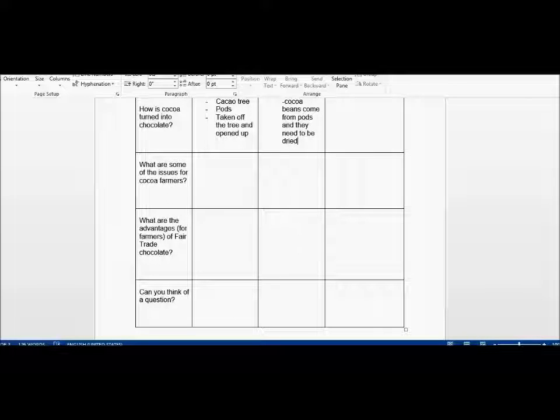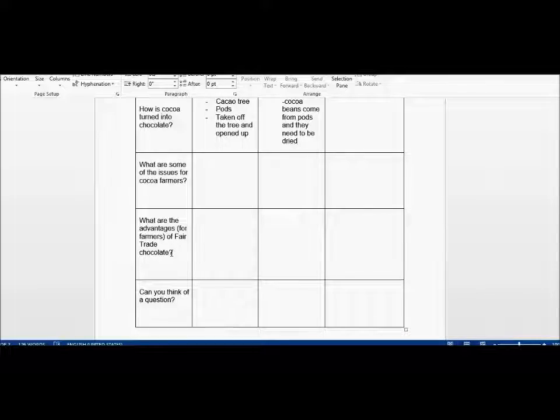If there was any information in the video about how cocoa is turned into chocolate, then you might add that in this column here. So you're looking at the different sources of information to find information that gives you answers to this question over here. You can do the same thing with each of the other questions that you've asked over here. What are some of the issues for cocoa farmers? What are the advantages for farmers of fair trade chocolate?